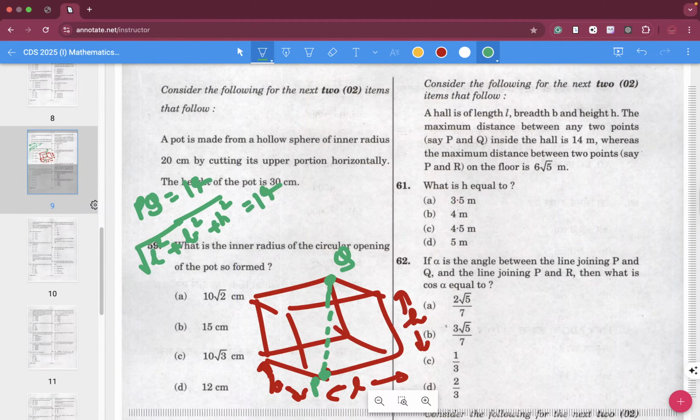If they have given it as 14, we can say l square plus b square plus h square, we are squaring on both sides, right? So how much is it? We are having 196 over here.